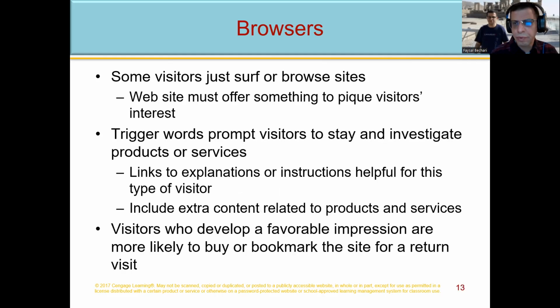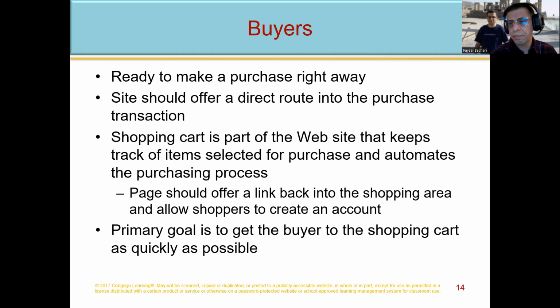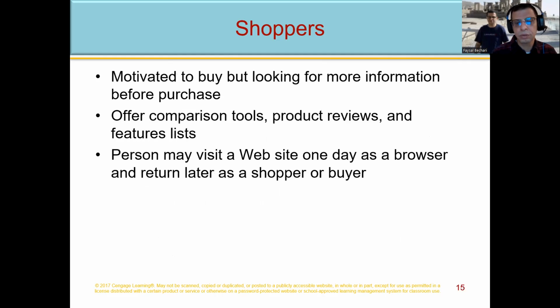So we have the browsers and we have the buyers. And this is what we brought up in the last class, an example of Nike, and what it does to make sure people move from being browsers to buyers, by software that lets them create their own shoes. And then you have what you call shoppers. So there are buyers and there are shoppers.